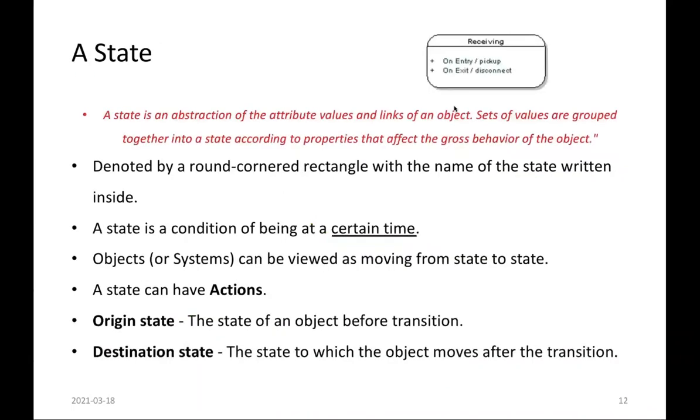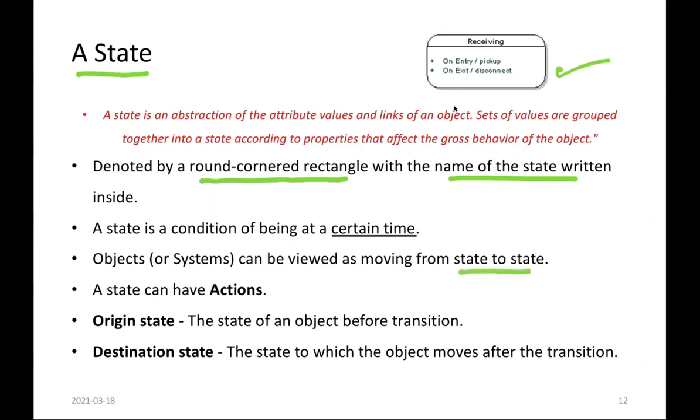What is a state? A state is an abstraction of the attribute values and links of an object, such that sets of values are grouped together into a state according to properties that affect the gross behavior of the object. Normally, we denote a state in the state machine diagram using a rounded cornered rectangle with the name of the state written inside. A state is considered a condition of being at a certain time. Objects or even systems can be viewed as moving from one state to another.